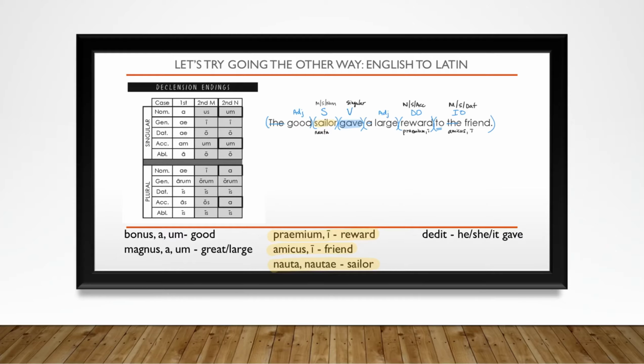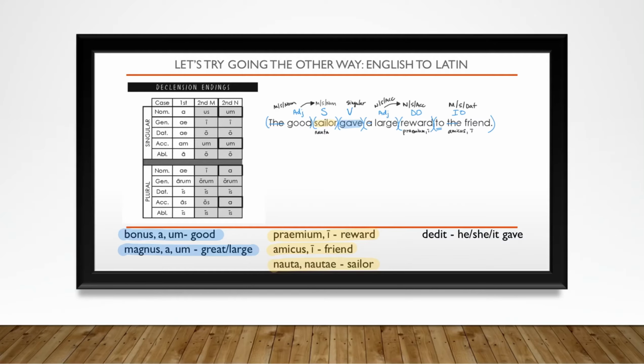And remember, adjectives match exactly in gender, number, and case with the noun they modify. So, since good modifies sailor, it's going to be masculine singular nominative. Pretty fast and easy, right? And since large is modifying reward, it's going to be neuter singular accusative. Awesome, now we can use our cipher, our key, and our vocab bank down here to translate the sentence.